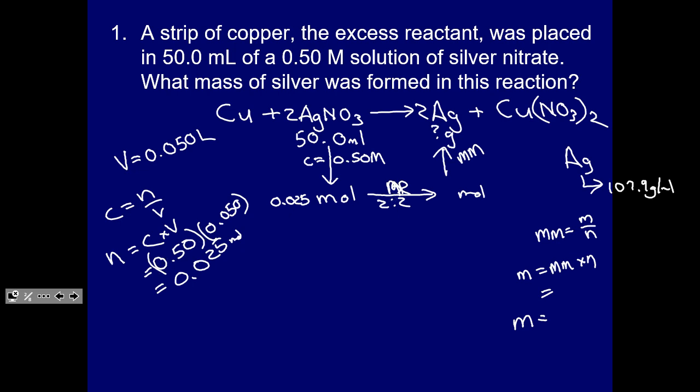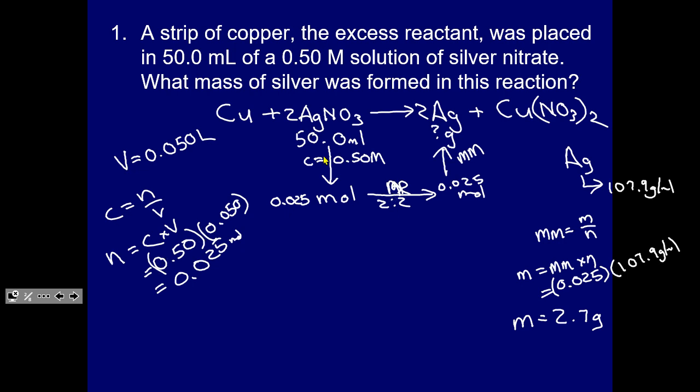What do we got for a number? What do you got? 2.7 grams. Do we like it? So this is 2 to 2, so that's the same as 1 to 1, 0.025. No need to show me that. The 2 to 2 shows me enough. Oops, that should have been the moles. I've got it backwards. 107.9 grams per mole. 2.7 grams.